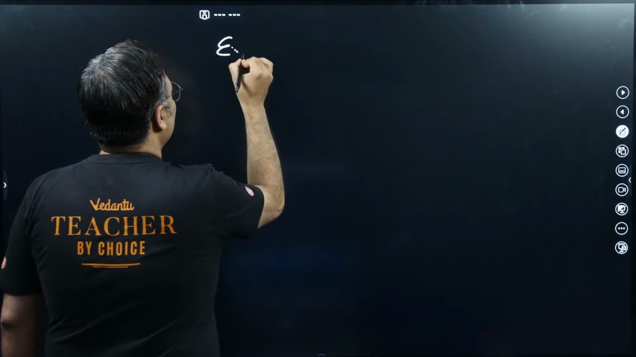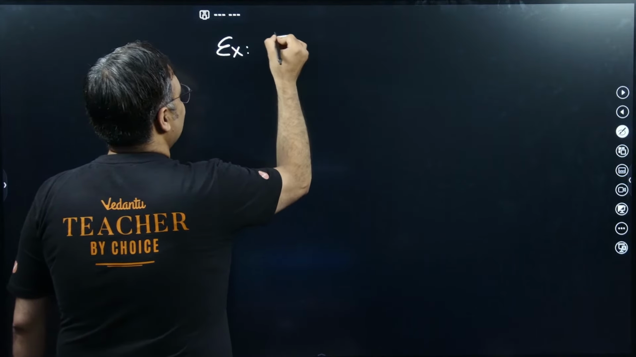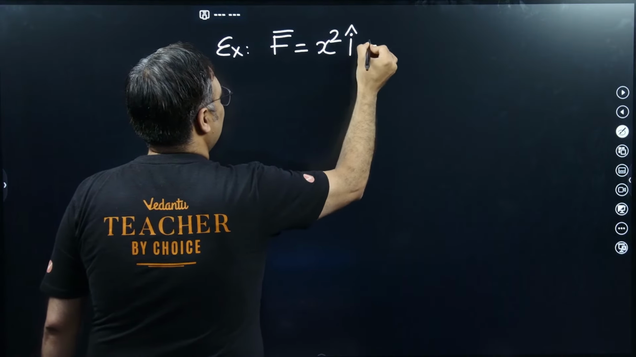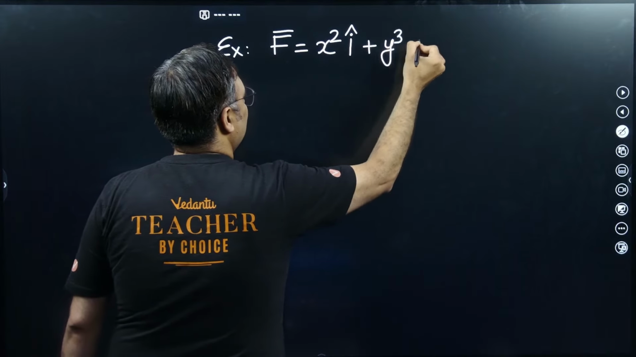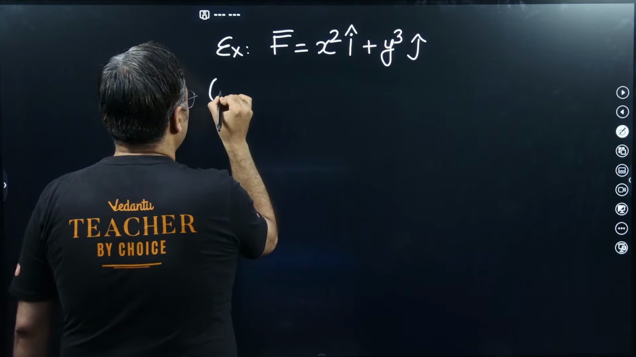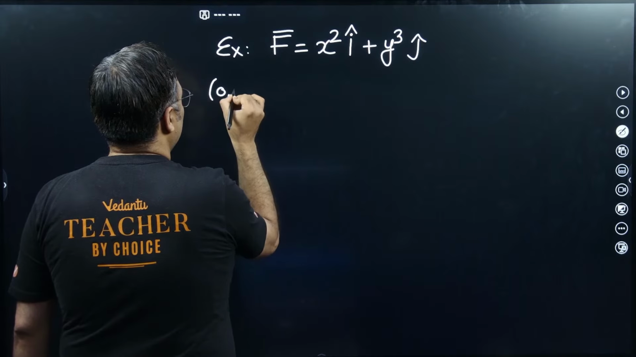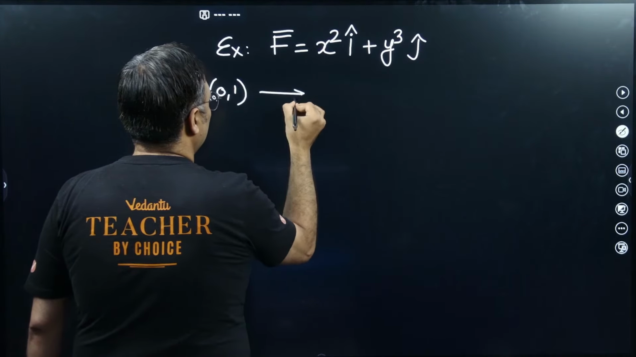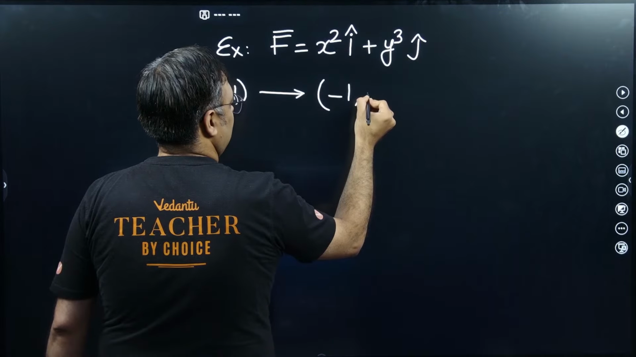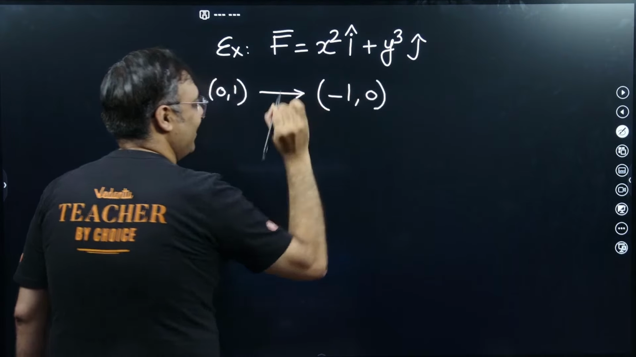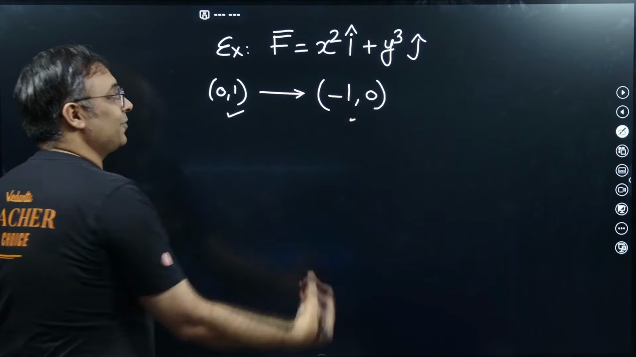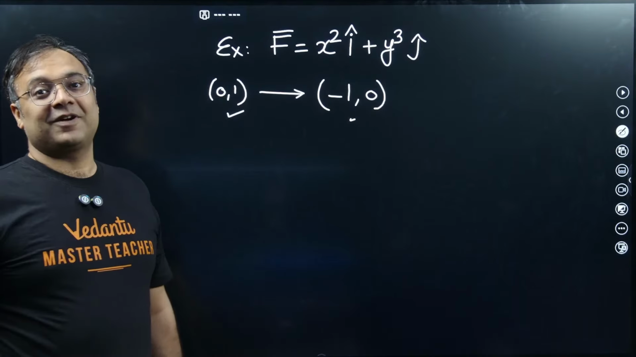Let's say I take one more example. F vector is equal to, let's say, x square i cap plus y cube j cap. Now the question is from, let's say, (0, 1) to (-1, 0). This is an interesting question, meaning this is the starting point, this is the ending point. Now how to find the work done?